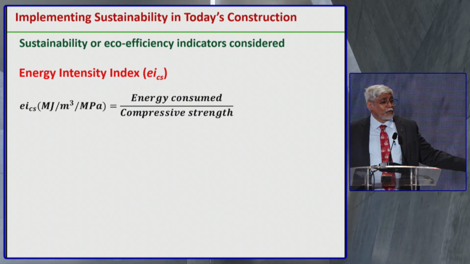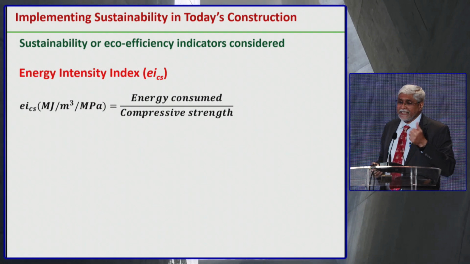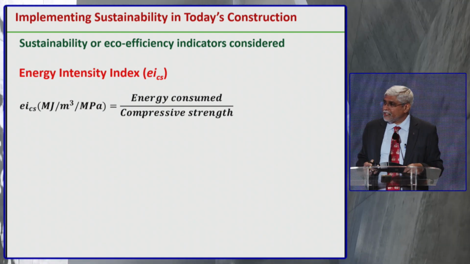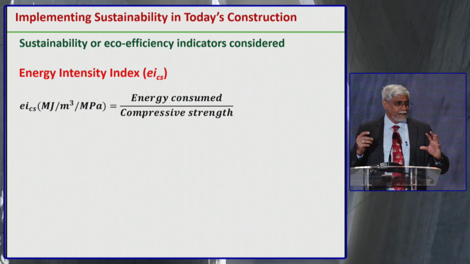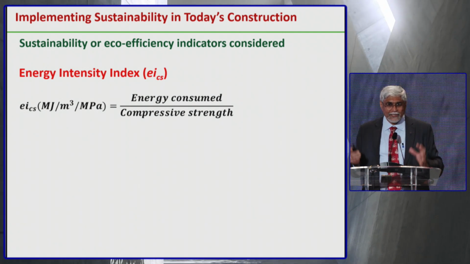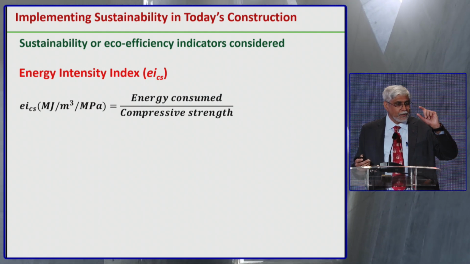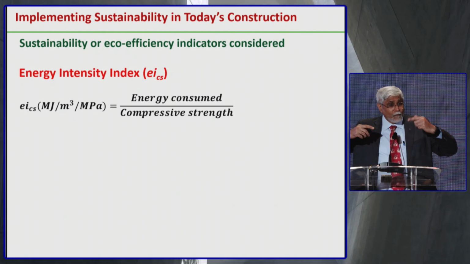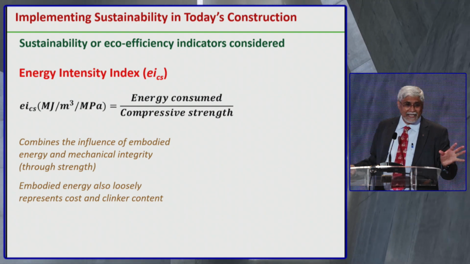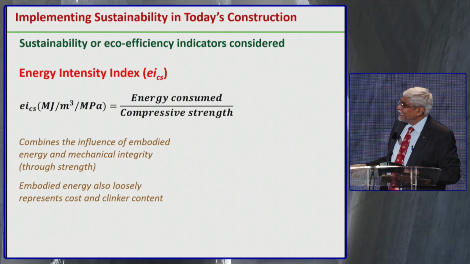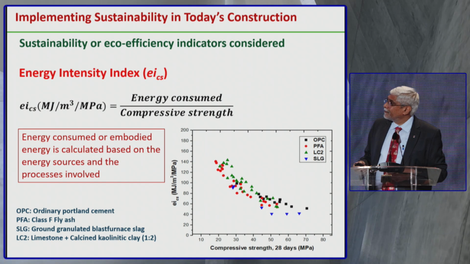Now, the idea is to put all of this together. And we came up with two parameters. One is the energy intensity. Again, this is inspired by the work of Vanderlei John and Daminelli at USP, where we look at energy divided by strength. We cannot forget strength because we are engineers, we are constructing for safety. So strength is important. So we look at energy per unit strength. And here, when you go to higher grade, this compensates. It tells you how things work out. So here we combine energy and mechanical integrity. Energy can also be thought of as an idea of cost.